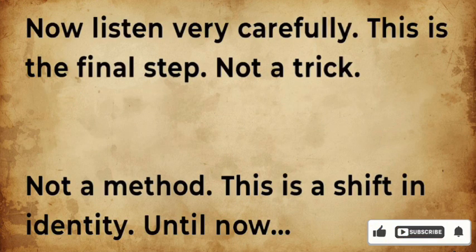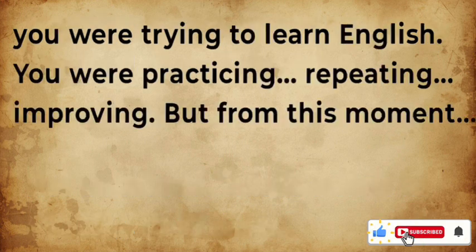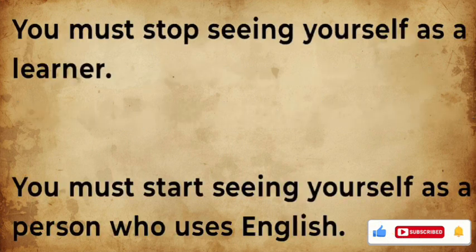Now listen very carefully. This is the final step. Not a trick, not a method. This is a shift in identity. Until now, you were trying to learn English. You were practicing, repeating, improving. But from this moment, you must stop seeing yourself as a learner. You must start seeing yourself as a person who uses English.